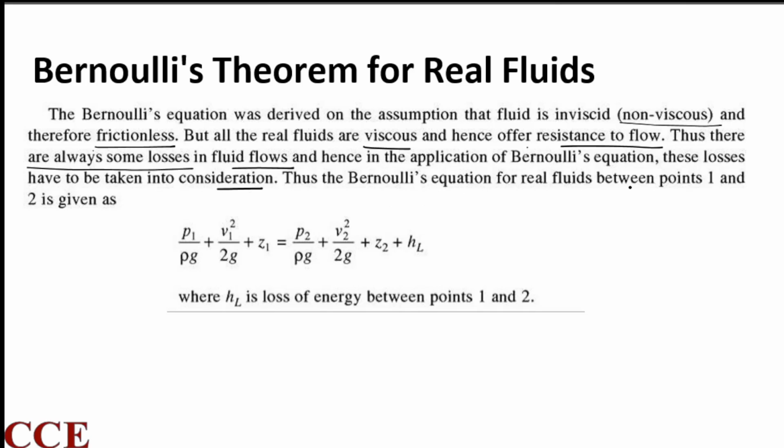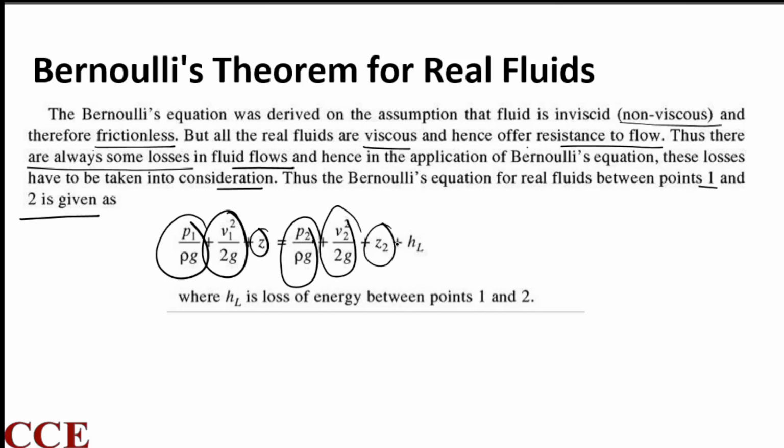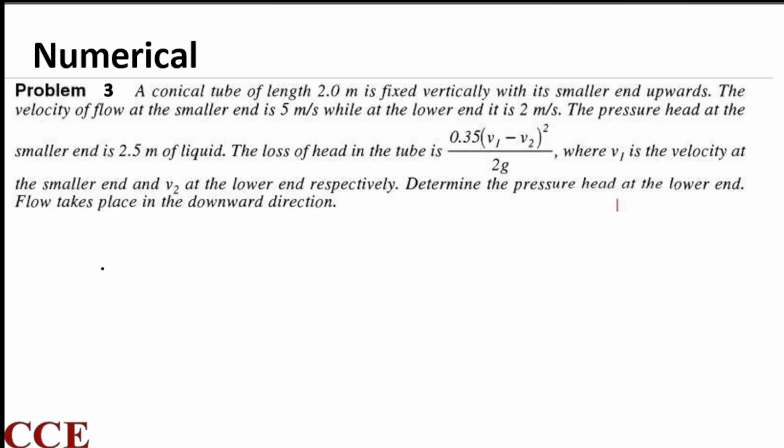Then the Bernoulli's equation for real fluids between point 1 and point 2 can be given as P1 by rho g plus V1 square by 2g plus Z1 is equal to P2 by rho g plus V2 square by 2g plus Z2 plus HL. Now, what is the HL here? HL is the loss of energy between points 1 and 2. So, this is the Bernoulli's equation for real fluids, where a term is added for the losses. We'll go to a very simple numerical to understand what the losses will be.